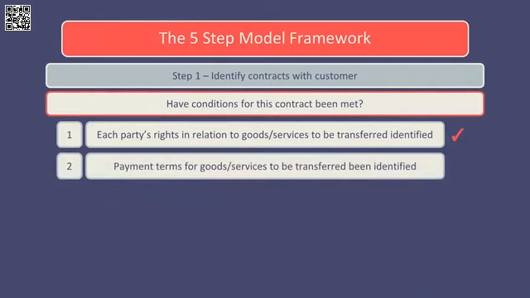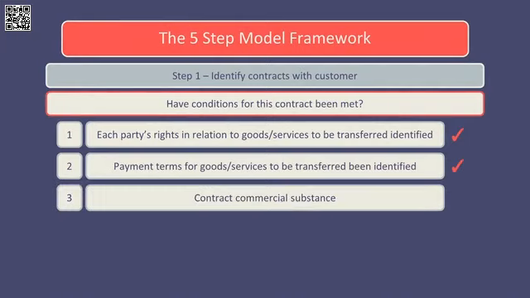Have the payment terms for the goods or services to be transferred been identified? Yes, we can see the payment schedule clearly outlined in the question. Has the contract got commercial substance? Yes, it does. The firm expects to make a 40% profit on each house.